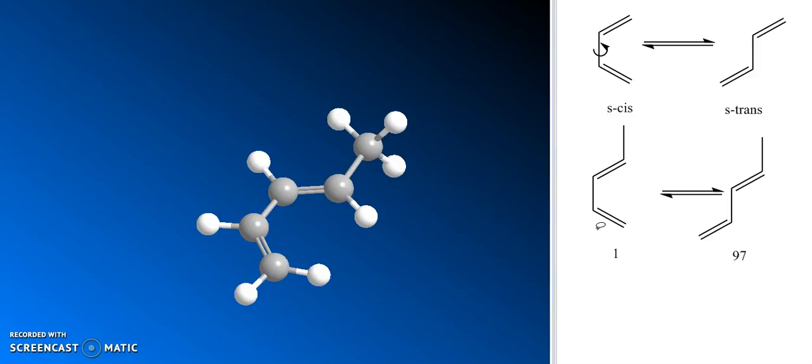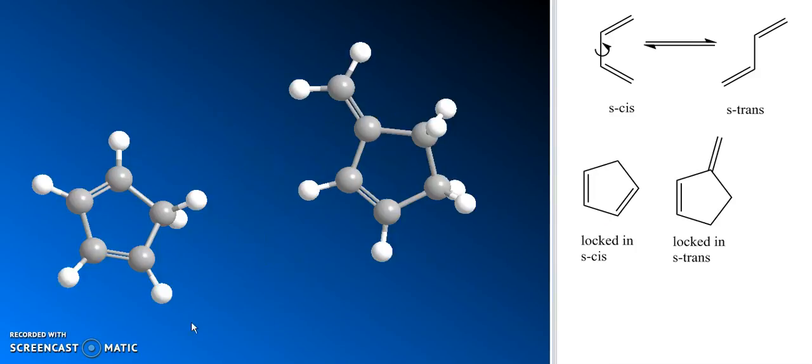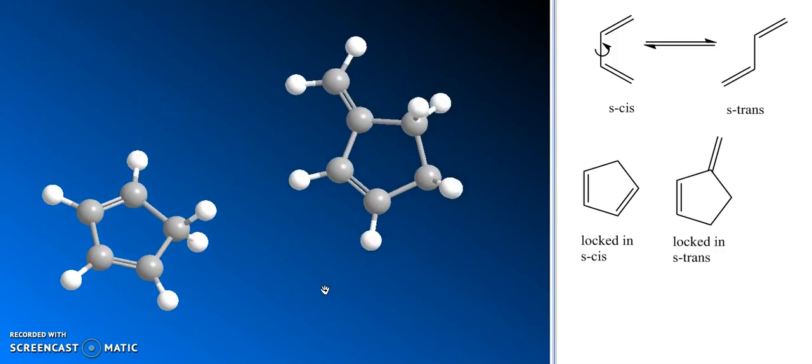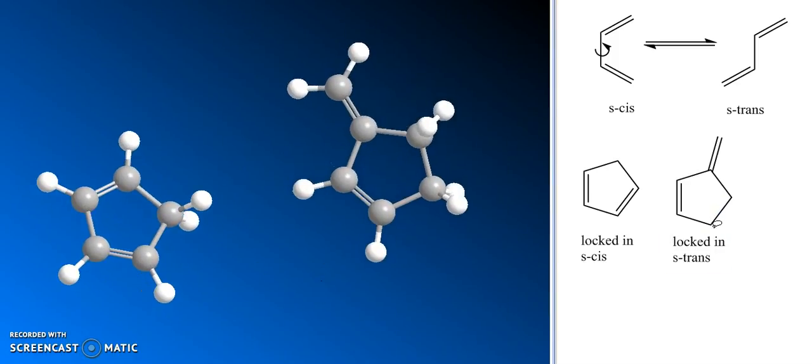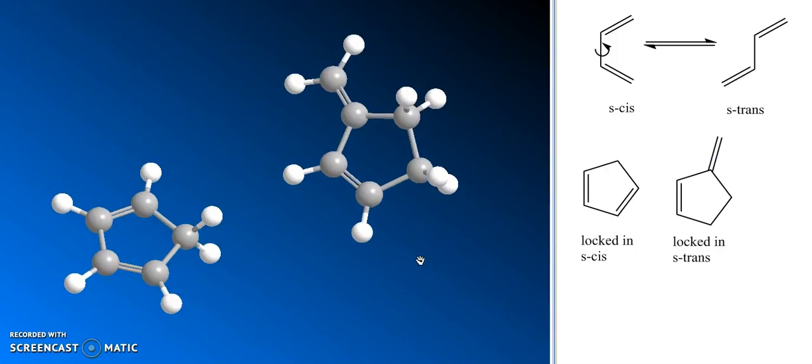The last thing to mention is that there are some dienes that, because of their structure, are locked in the s-cis conformation, like this one. You can see it here. And some are locked in the s-trans conformation because of their structure, like this one. And again, you can see that right here.